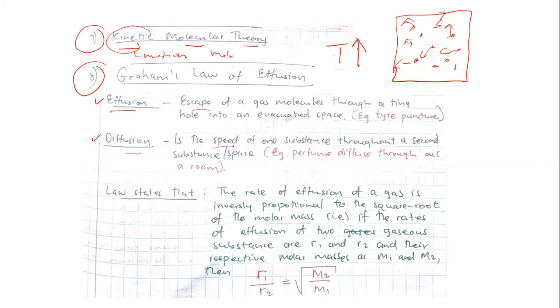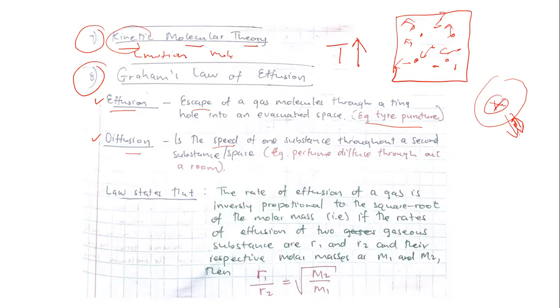Diffusion talks about the speed, and I'll tell you what diffusion is. Let's start with effusion. Effusion is the escape of gas molecules through a tiny hole into an evacuated space. Example, a tire puncture. Let's say a car has a tire, and as it travels, it comes across a nail, and this nail will penetrate the surface of the tire. When you remove the nail, what is going to happen? The gaseous molecules will start to escape out of this tire through this puncture.